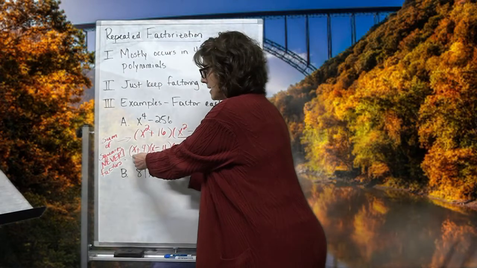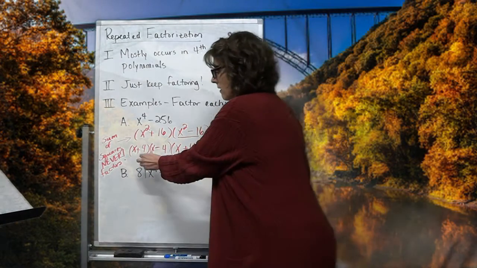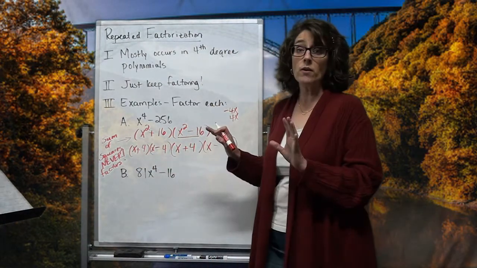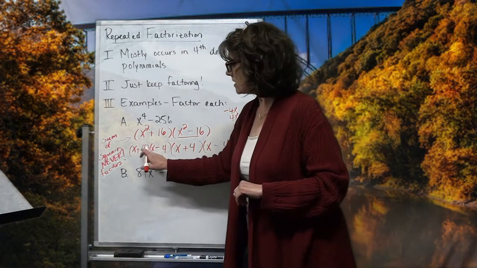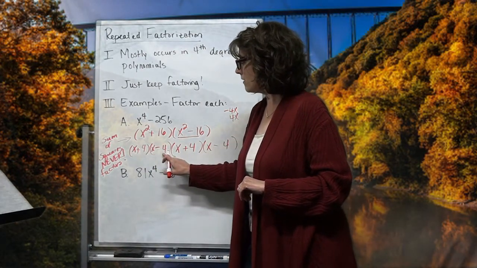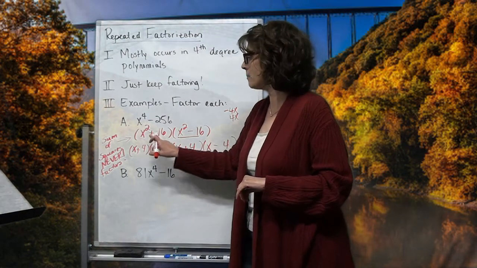Now out here I get a negative 4x. In here I get a positive 4x. Okay, they will cancel. But notice this. Positive 4 times negative 4 is a negative 16. I needed a positive 16.